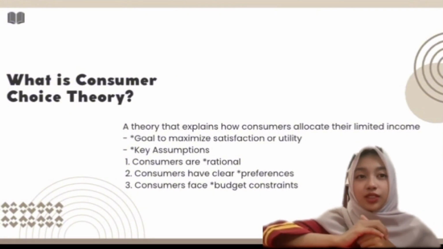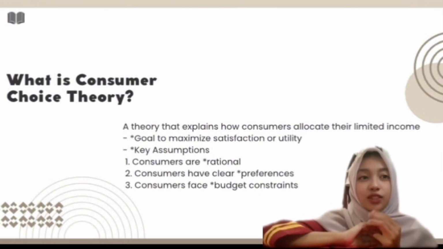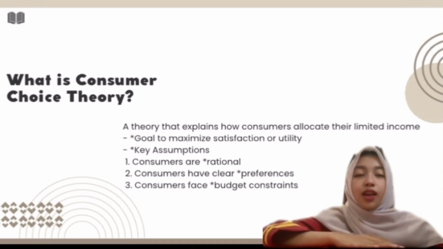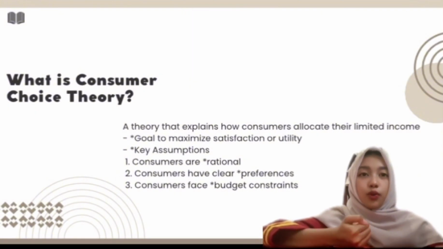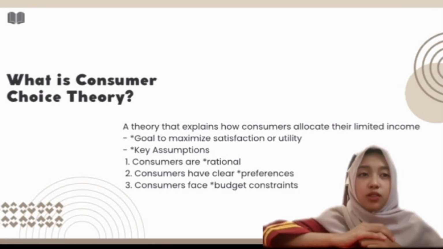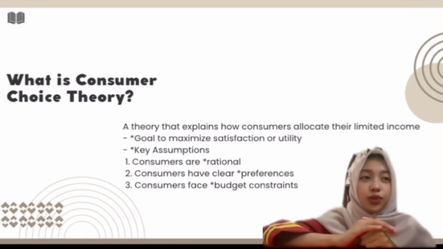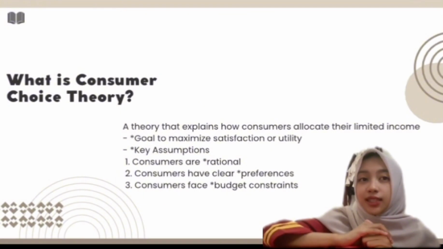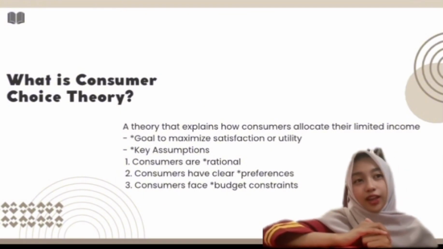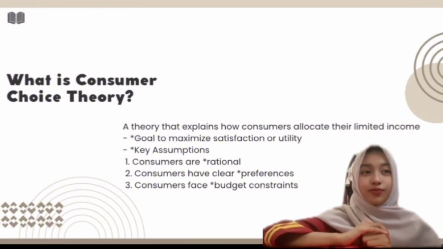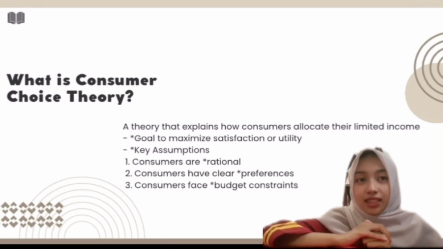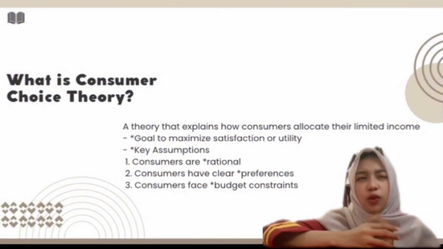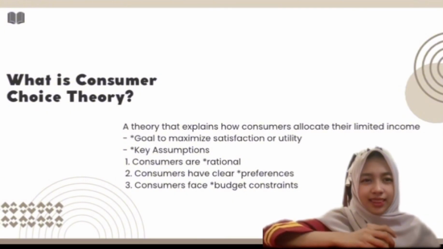But to make this theory work, there are three key assumptions. First, consumers are rational. That means we think about what we buy. We don't just guess; we choose what gives the most benefit for the money we spend. Contohnya, dengan uang 200 ribu, kita memilih nasi ayam yang ngenyangin daripada satu bobo yang cuma 5 menit. Ya kan?